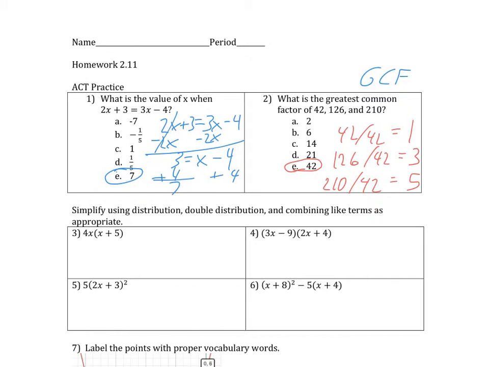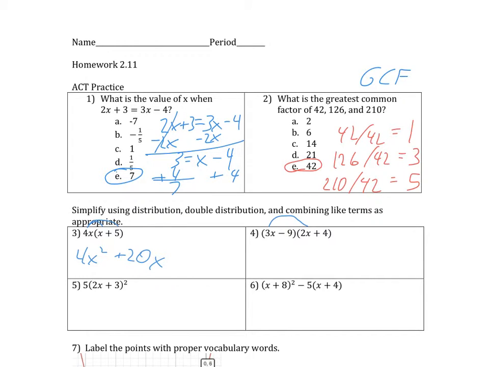Number 3, looks like we need to use the distributive property on that. 4x times x would be 4x squared, and 4x times 5 would be 20x, and that's all there is to that one. We're done there. Number 4, just a basic double distribution or foiling problem, whatever you want to call it.